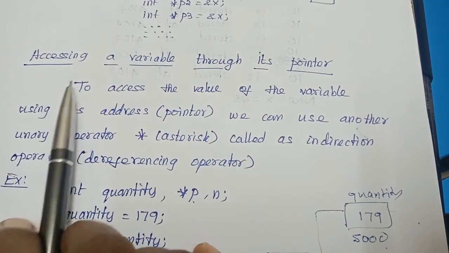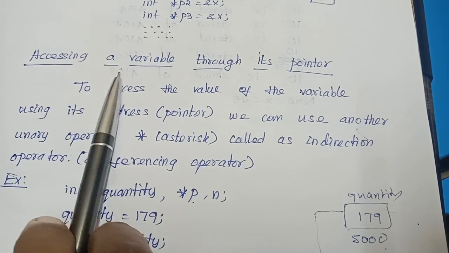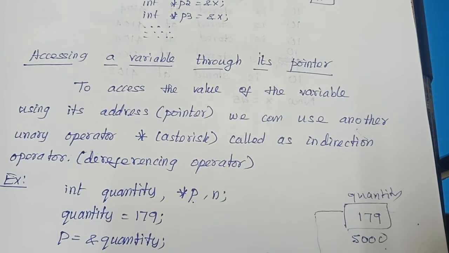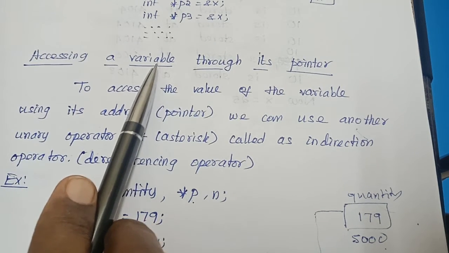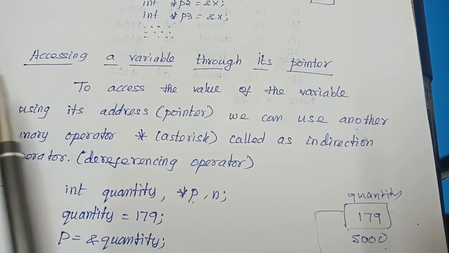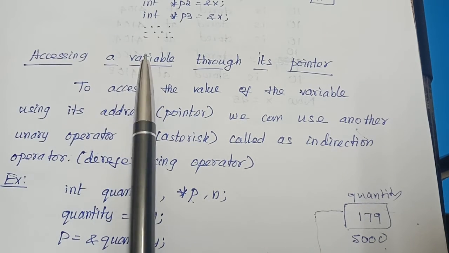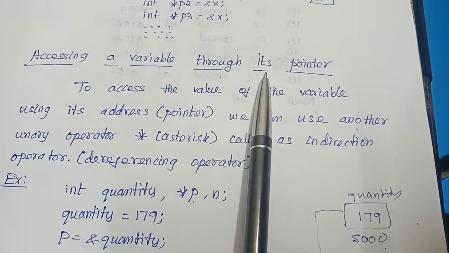Now let us see accessing a variable through its pointer. Accessing a variable means how we are going to make use of the value of a variable through its pointer variable.